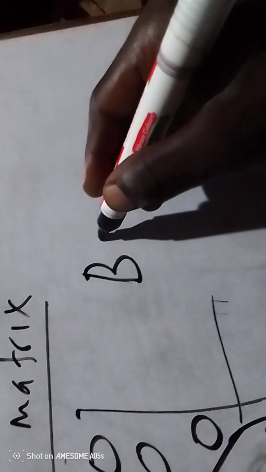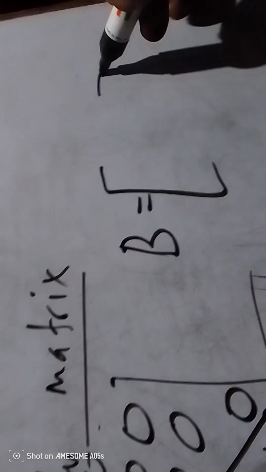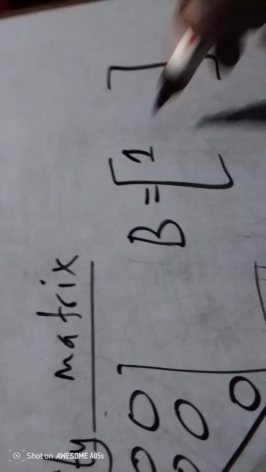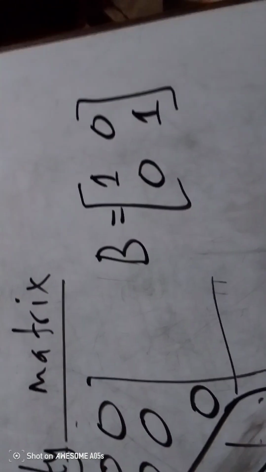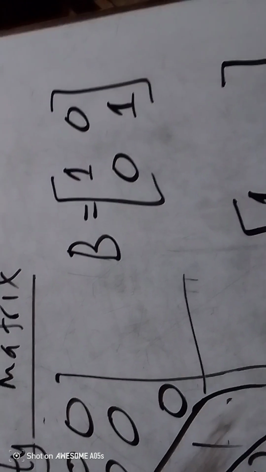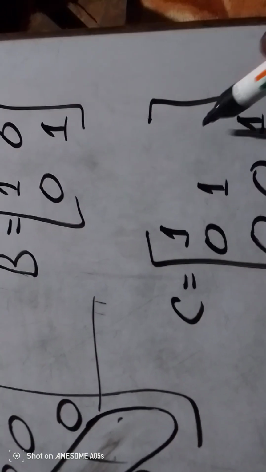I can give another example here. Matrix B equals, if it's a 2 by 2, it is going to have 1 there and 1 here and 0 there. If it's a 3 by 3, it's also going to have 1, 2, 3 along the diagonal. But everywhere else, you need to have zeros. So this is an identity matrix.